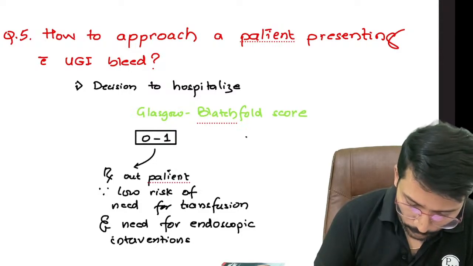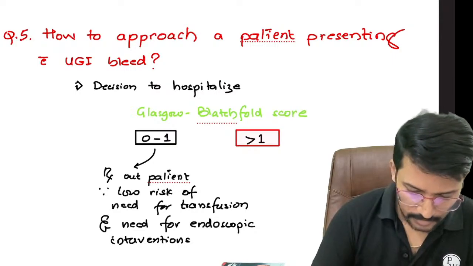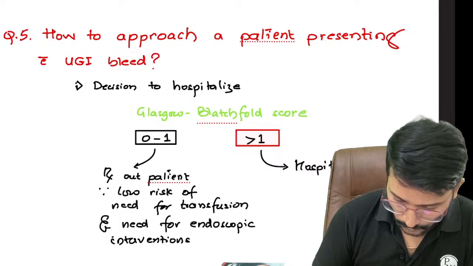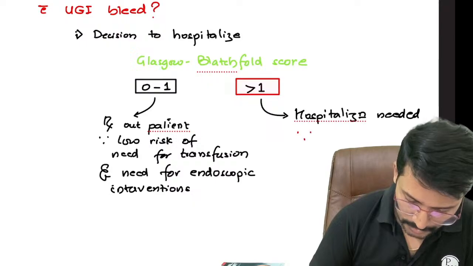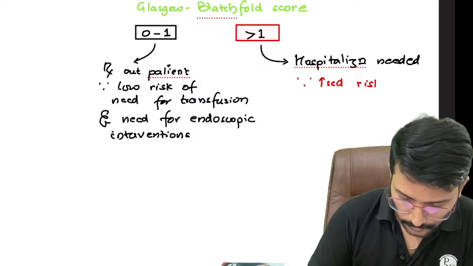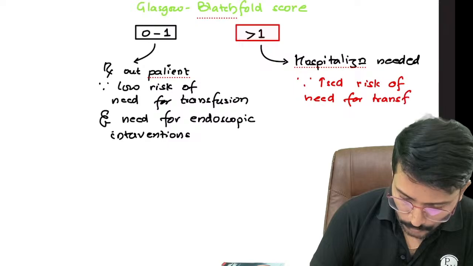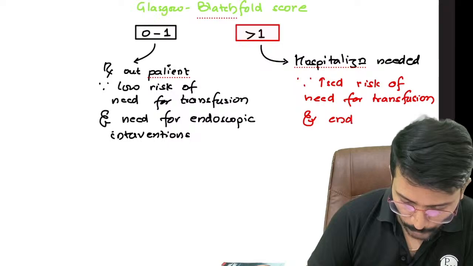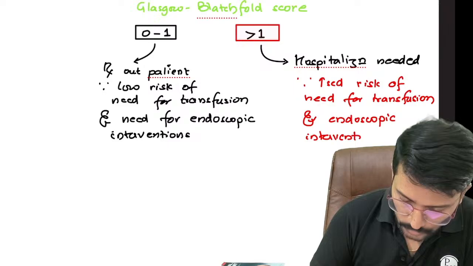And if the score is more than 1, when I say more than 1, that means 2 or anything higher than that, such patients need to be admitted. It needs hospitalization. Hospitalization is needed because these patients have an increased risk of need for transfusion and endoscopic intervention. I will come to the Rockall score also, right? The Rockall score is primarily used to understand the prognosis.